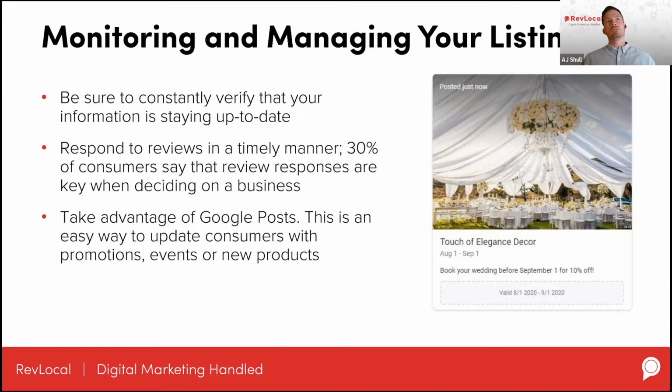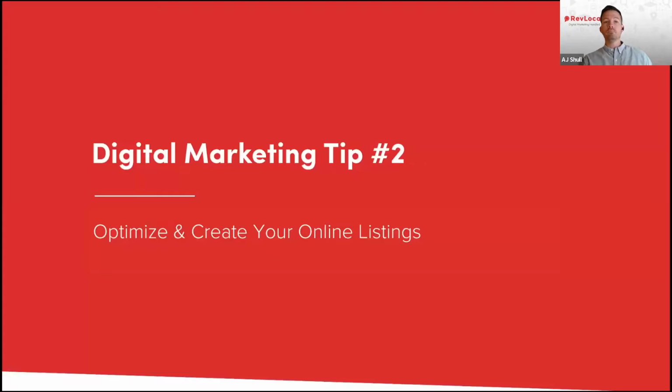If you want to make sure that somebody's seeing this on first impression, the first time they view your business, you want to make sure that you set a date range. But if not, if you just want to put out consistent information, that's why we highly encourage that you do that at least once a week, very similar to what you'd be doing on your Facebook business page. So next, step 2 is, again, taking it a step further, optimize and create your online listings.